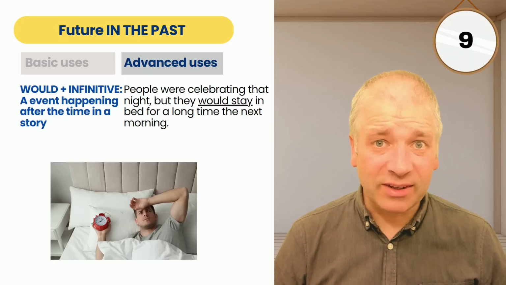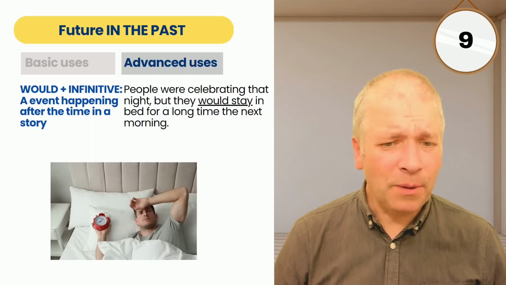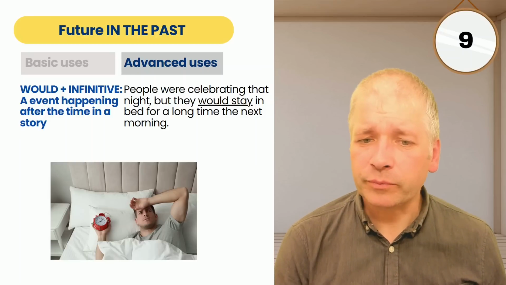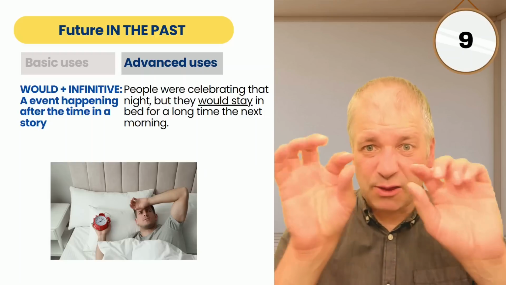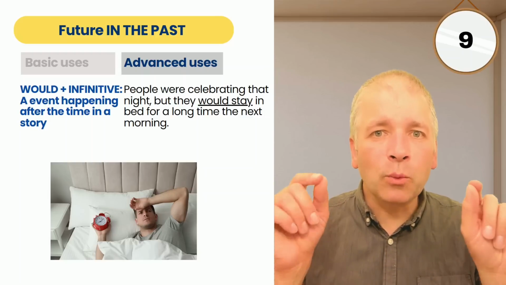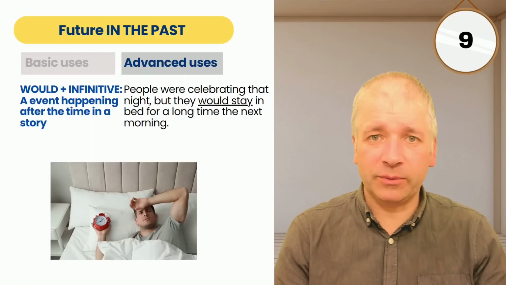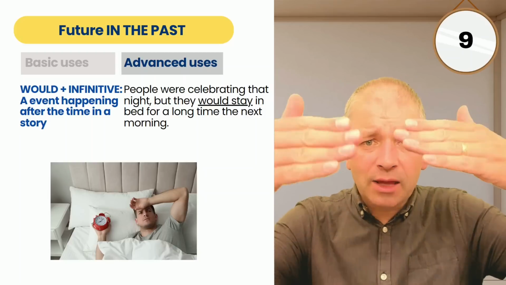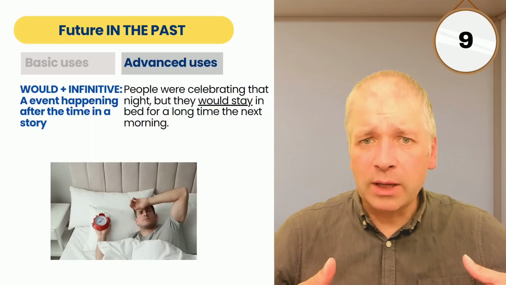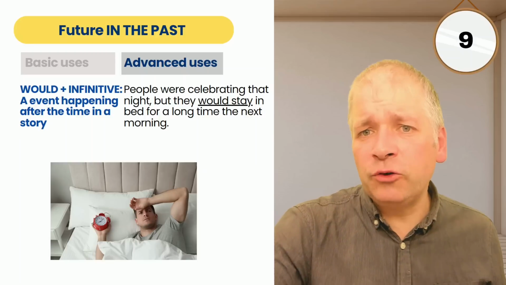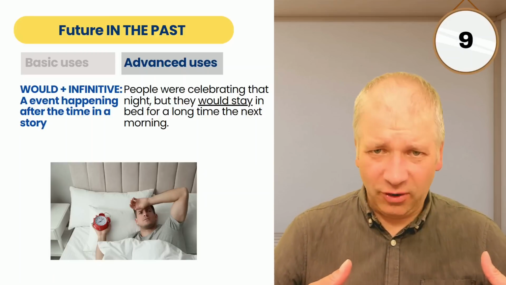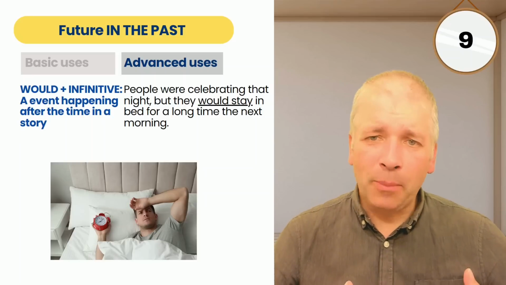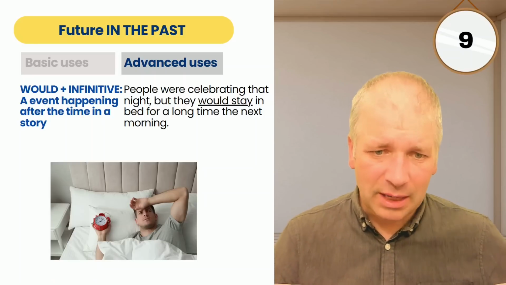People were celebrating that night, but they would stay in bed for a long time the next morning. So the time of the story is the first part. People were celebrating that night. When we use would here, we're taking the position of time in that story and imagining the future after the point in time of that story, predicting the future from a point in time in the past in storytelling.